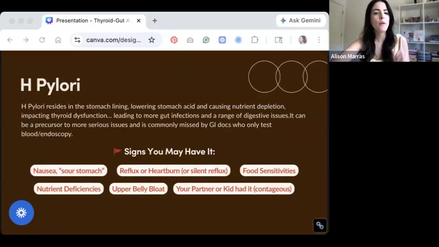Okay, number one is H. pylori. It resides in the stomach lining, lowering stomach acid, which we just talked about as being such a big problem, and causing nutrient depletion and impacting thyroid dysfunction, leading to more gut infections and a range of digestive issues. And it can be a precursor to more serious issues. And unfortunately, it is commonly missed by GI doctors who only test blood or endoscopy.